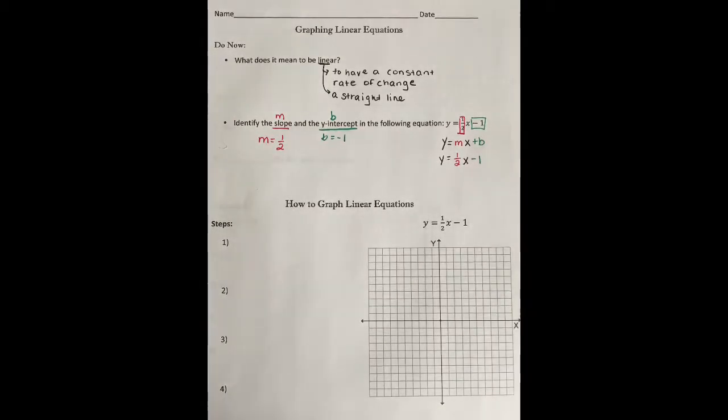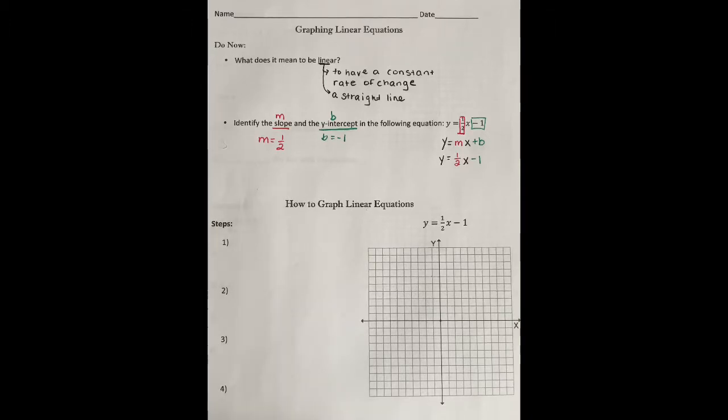Okay, so after taking a few seconds and completing the do now, we know that linear means something that has a constant rate of change. And that means that whatever we have there in a linear function, and we see that word line inside of linear, means that we have a straight line. If something's linear, it means it's a straight line.